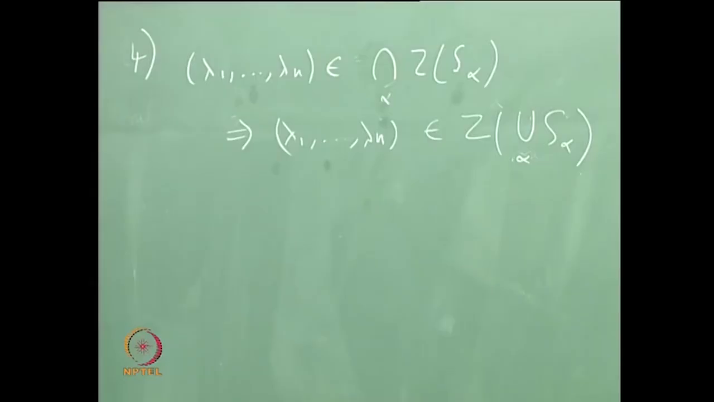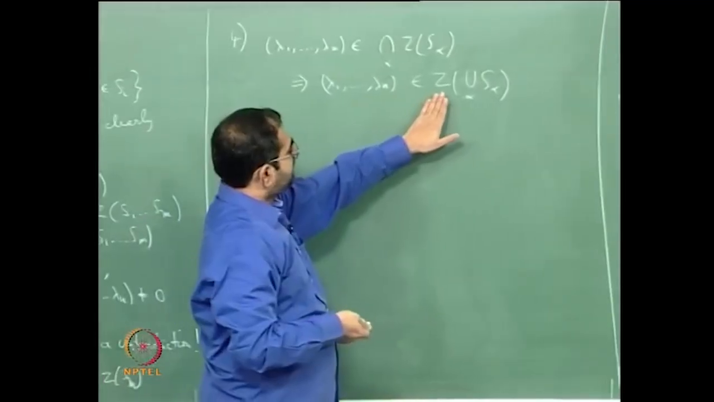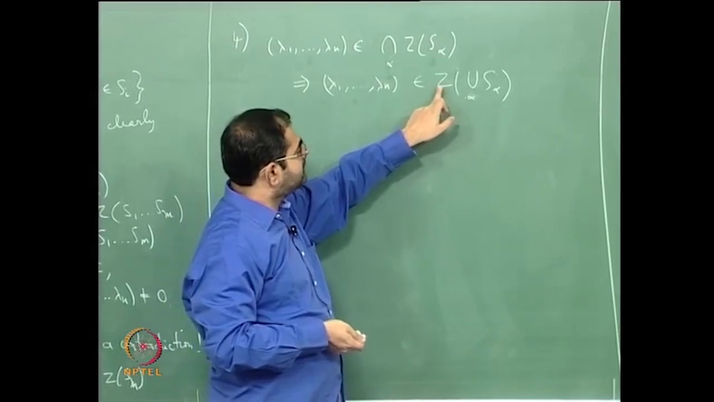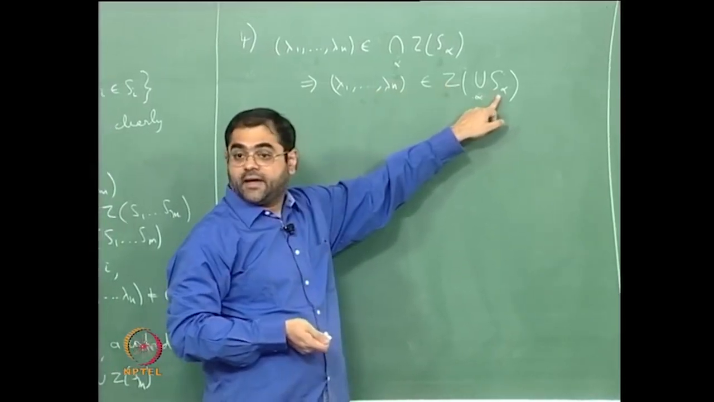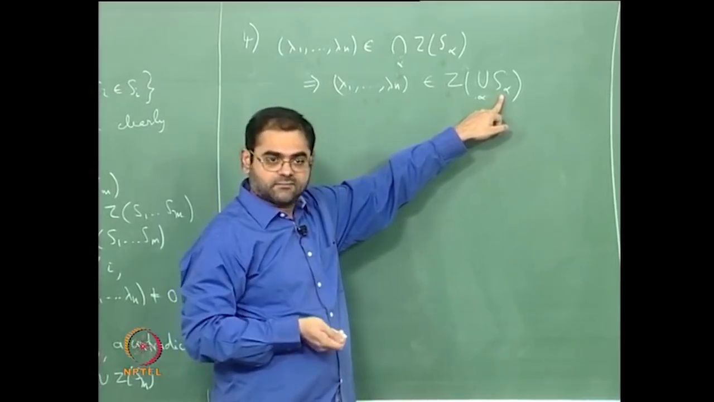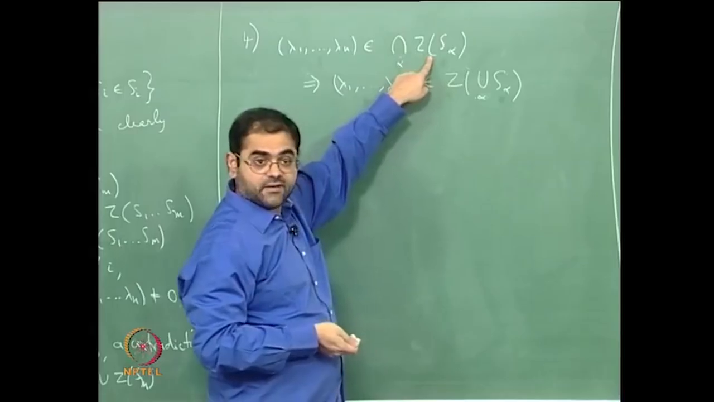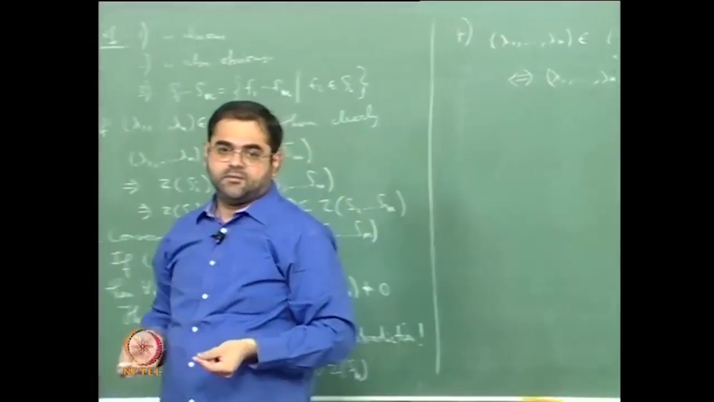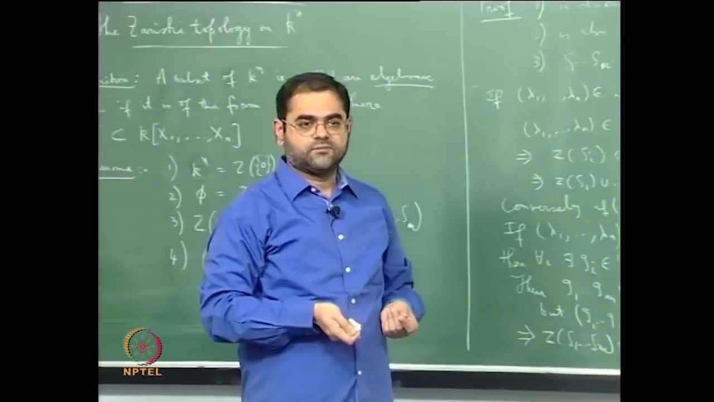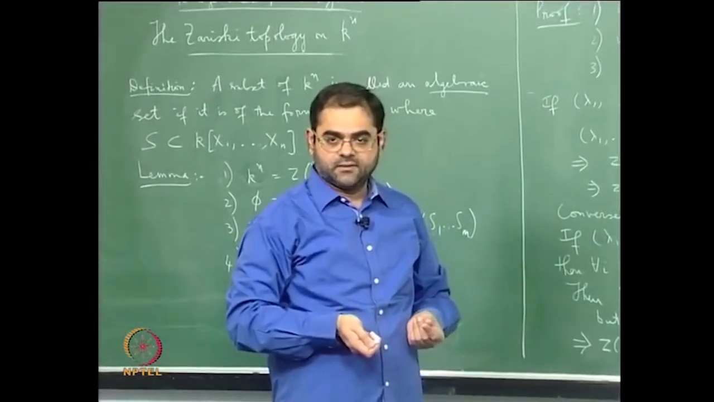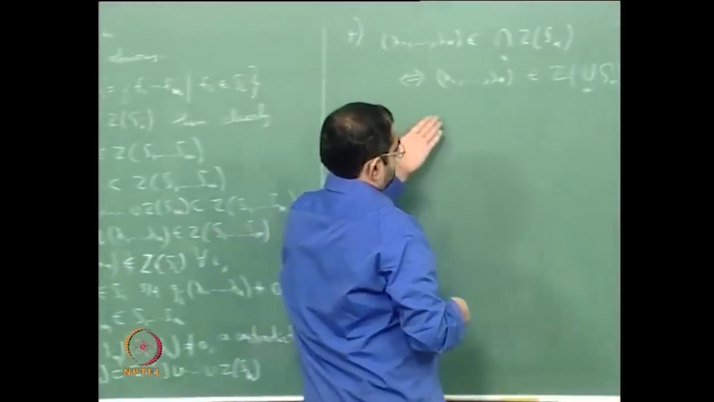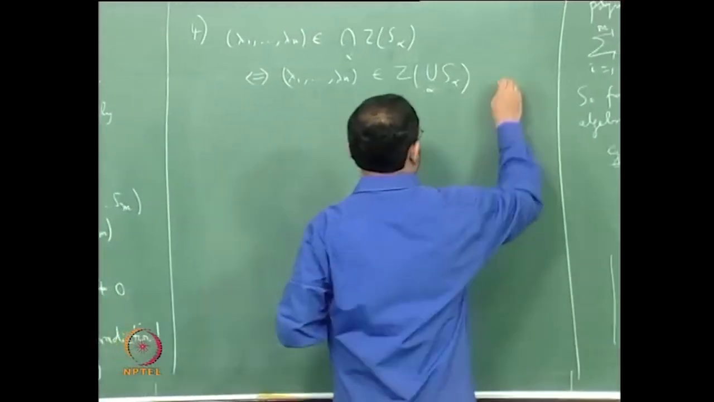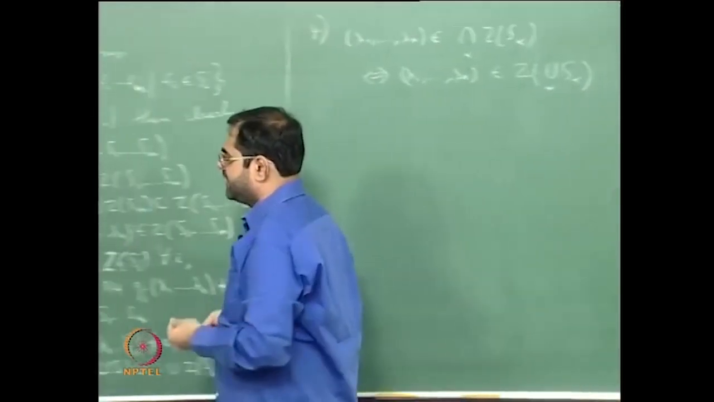And the other way is also obvious. If you have a point here, then certainly that point is going to be a 0 of every polynomial in S_alpha for every alpha. So it is going to belong to each Z(S_alpha), and therefore it is going to belong to the intersection. Therefore, this is just obvious. I mean, provided you think about it for some time, it's just basic. It's very simple logic. Okay, so this is quite clear. It's just set theory. So that's the end of the proof. It's a pretty simple exercise.